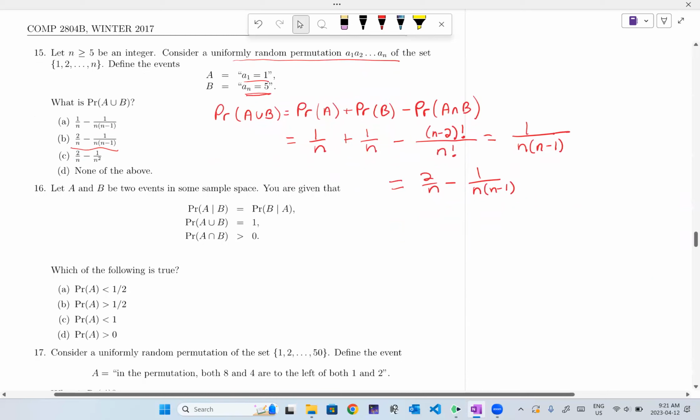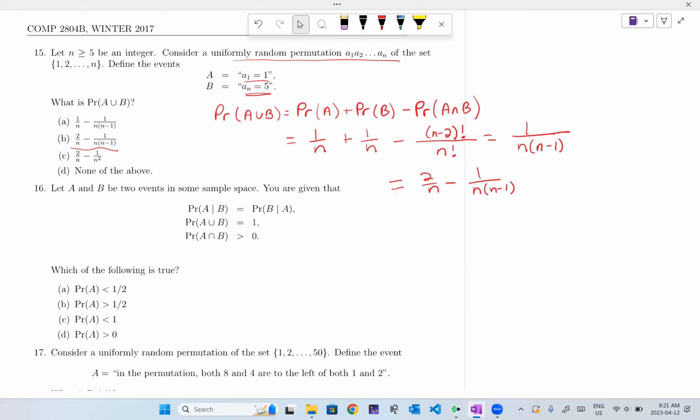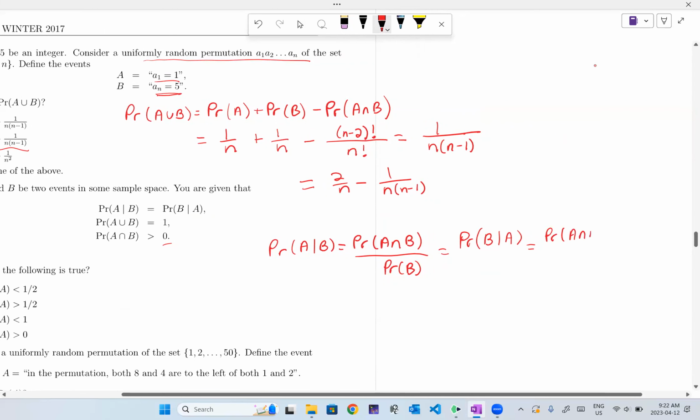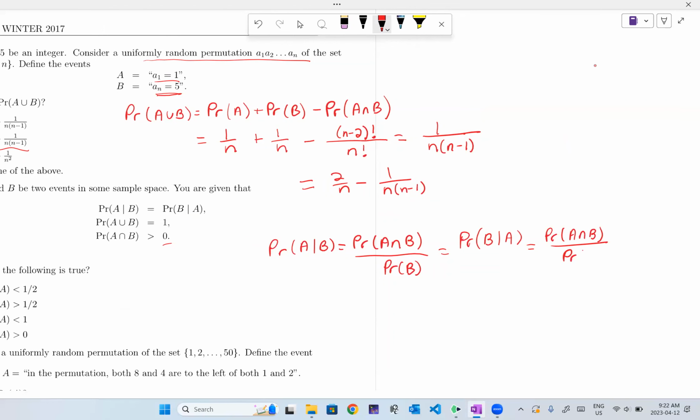Question so far? Okay. Number 16: let A and B be two events in some sample space. We're given this, this, and this. Let's see what that means. The probability of A given B is the probability of A intersect B over the probability of B, which is equal to the probability of B intersect A, which is still the probability of A intersect B over the probability of A.